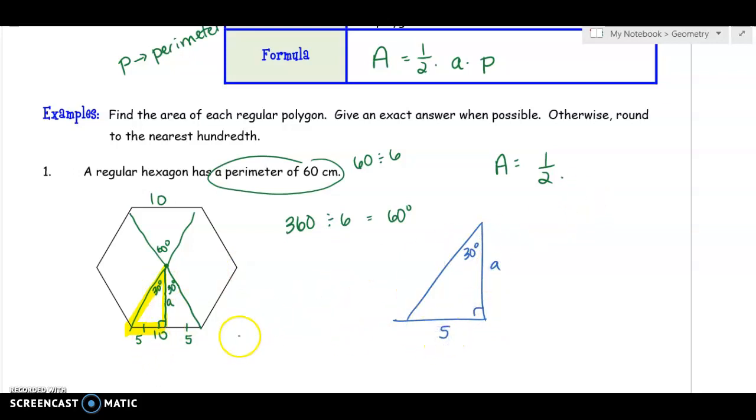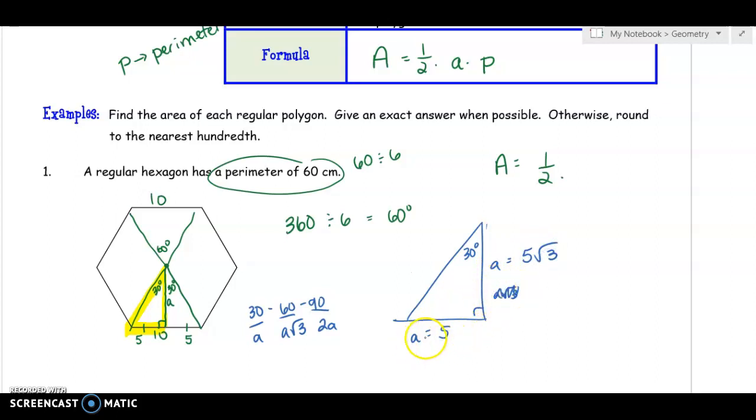You're going to need to remember your 30-60-90s, which we did a while ago. Across from the 30 is A, across from the 60 is A root 3, and across from the 90 is 2A. So across from the 30 is A, so we know what A is, not to be confused with A for apothem. Across from the 90 doesn't matter, we don't even need that piece. We just need the apothem. If A is 5, this piece is A root 3, so it has to be 5 root 3. Just plug the 5 in for A.